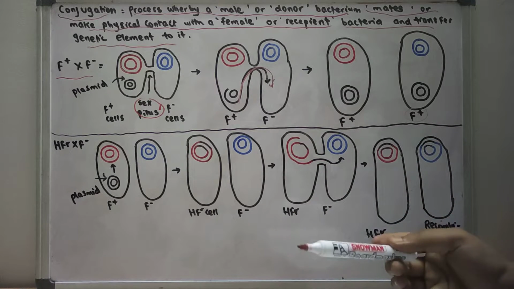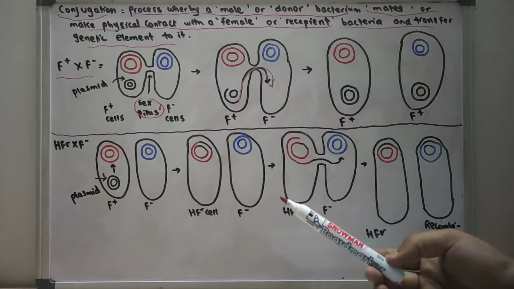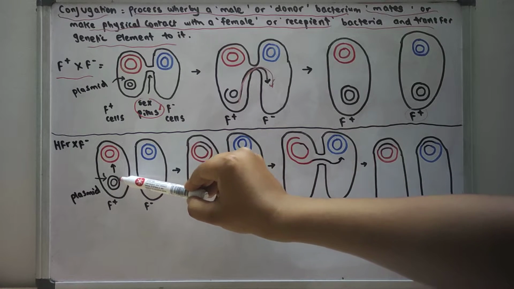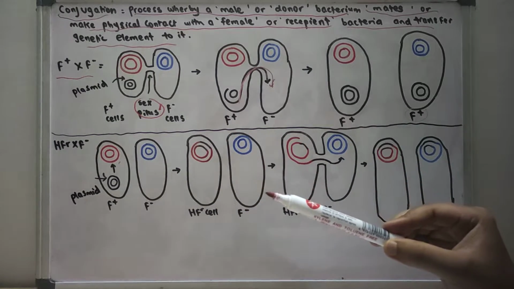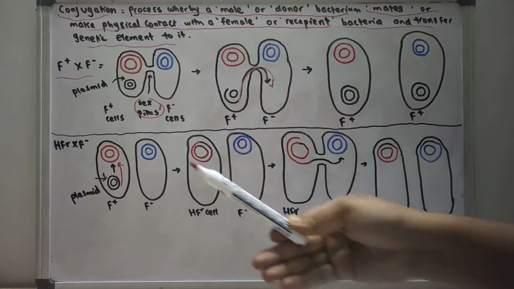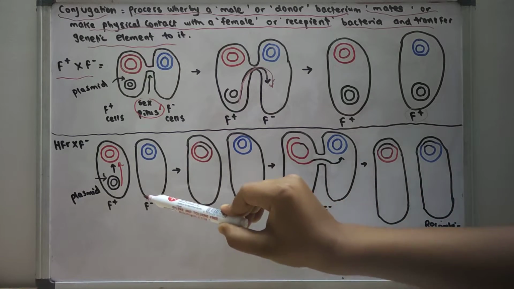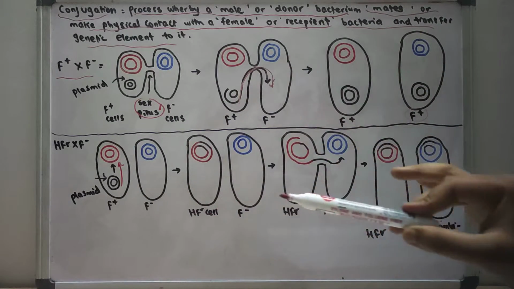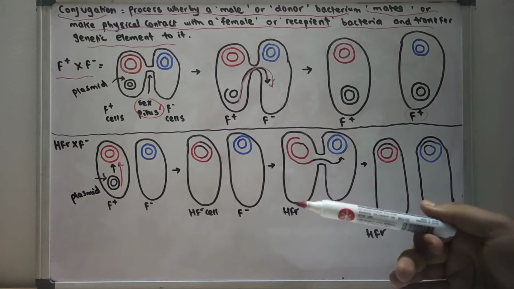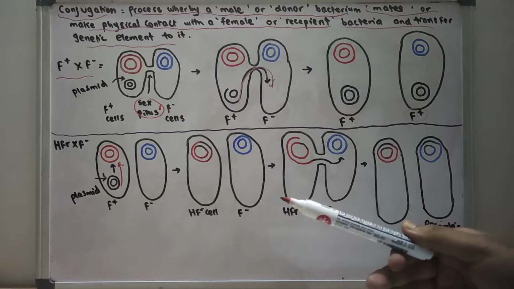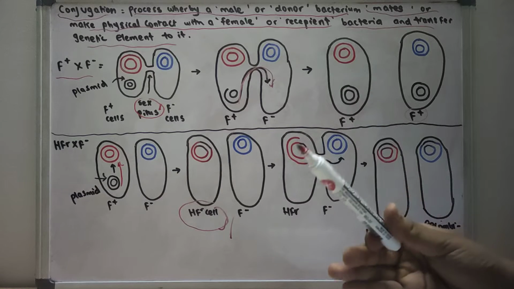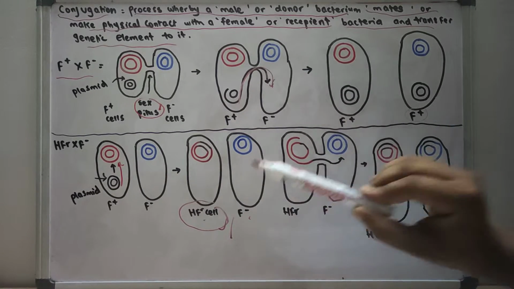Now let us discuss the HFR and F minus conjugation. There are two types of cell, F plus cell and F minus cell. The plasmid of the F plus cell gets incorporated into the genetic material, that means into the chromosomal DNA. When the plasmid and the chromosomal DNA become recombinant, the F plus plasmid is incorporated into the bacterial chromosomal DNA, and the cell becomes an HFR cell, a high frequency recombination cell. So we have the HFR cell and the F minus cell.